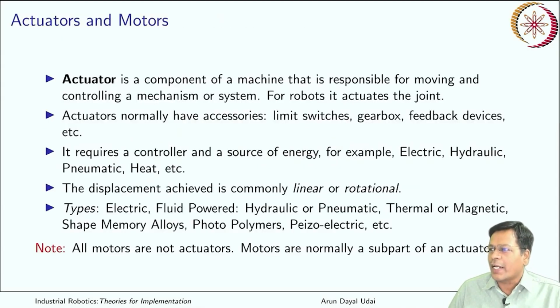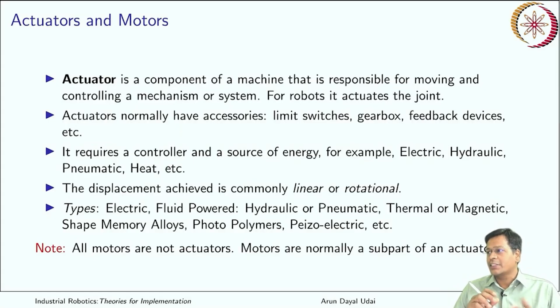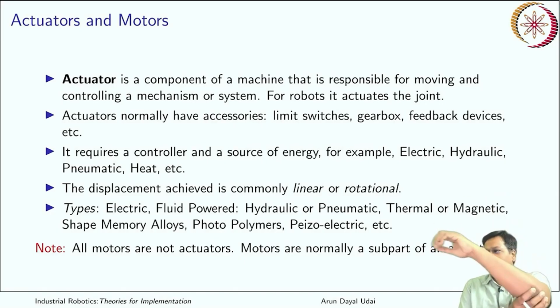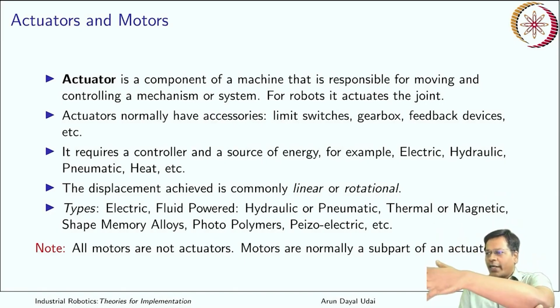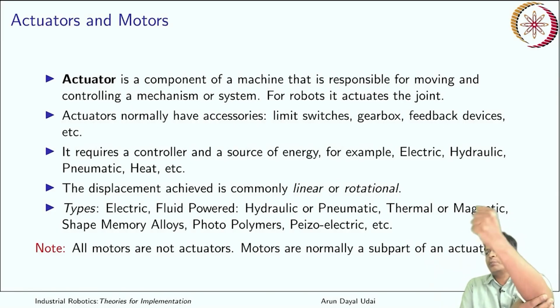An actuator is a component of a machine that is responsible for moving and controlling a mechanism or a system. For a robot, it actuates the joint. So it is a joint which is actuated by the kind of actuator it has. An actuator normally has accessories, such as limit switches. If my joint goes beyond a certain angle, I have to stop, so it includes sometimes software limits or physical limit switches to stop it once it reaches there.